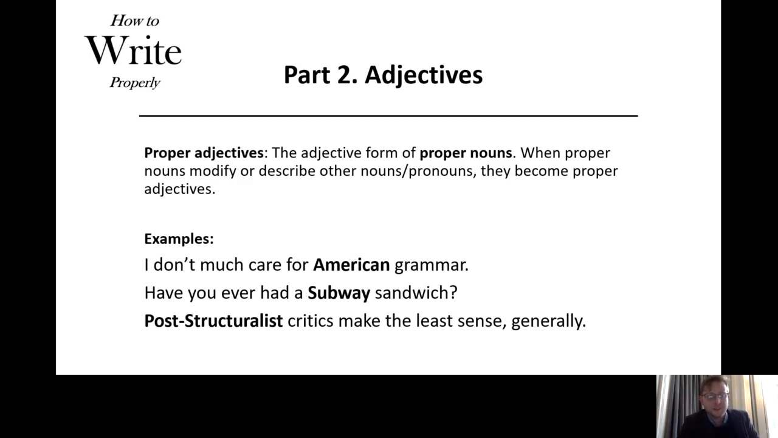So when you have an example, it seems very simple. Have you ever eaten a Subway sandwich? So again, Subway is describing the sandwich, but Subway is also a brand name. So it's a proper noun, which makes it a proper adjective. Post-structuralist critics make the least sense, generally. I'm not just talking about all critics, I'm talking specifically about post-structuralist critics. The word post-structuralism, which is a proper noun, because post-structuralism is a specific name for a specific thing, is working as the adjective and describing the critics.